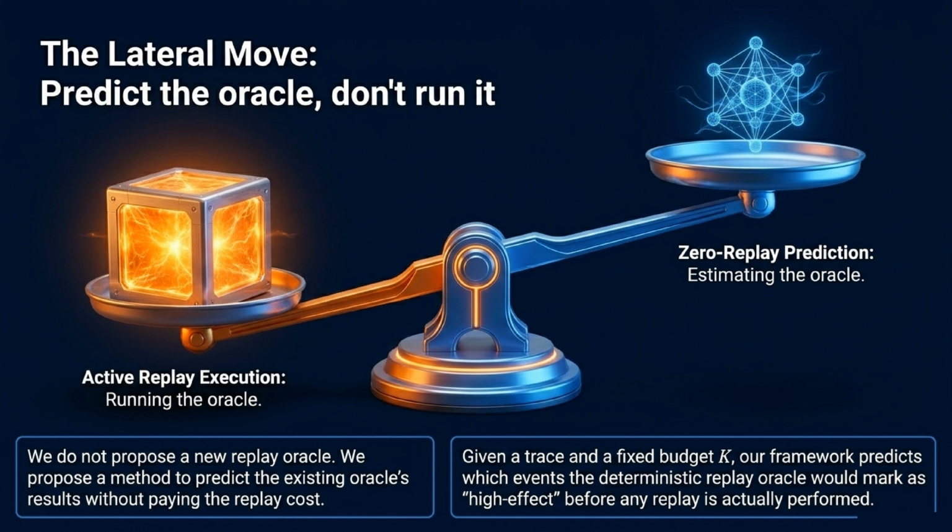So, how do we get around this cost? We make a lateral move: predict the oracle, don't run it. We are not proposing a new replay oracle. Instead, we propose a method to predict what the existing deterministic replay oracle would conclude, but without paying the massive replay cost. Given a trace and a fixed budget, our framework estimates which events the oracle would mark as high effect before any actual replay is performed.